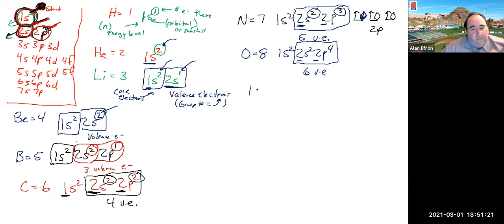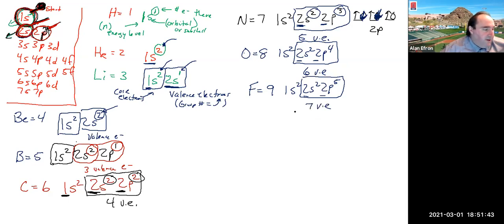And fluorine, which is 9, gives us 1s2, 2s2, 2p5. Again, next electron going into here. Same idea still. These guys are our highest here. Again, that is 7 electrons involved there, which is the 7 valence electrons.